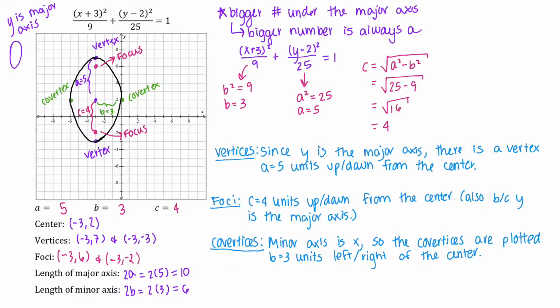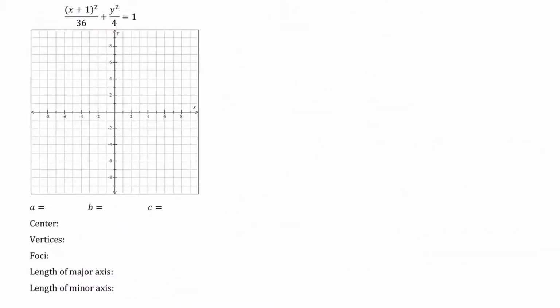And then the co-vertices, because the minor axis is x, the co-vertices are plotted b equals 3 units left or right of the center. So those are how I got to plot all my points, and then I just did my best to draw an ellipse around it. And there you go. Let's do another problem.